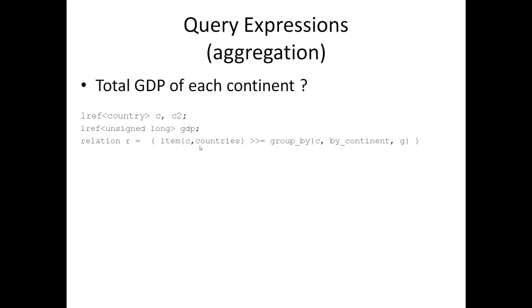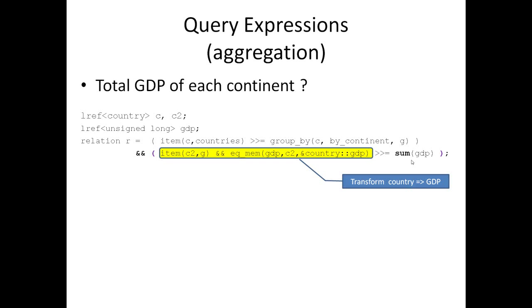So once we've grouped the countries by the continent, we now go ahead and enumerate the countries in G using another iteration variable C2, which is of type country. And then we select the GDP, or we basically extract the GDP for each country in the group and total up the GDPs using the TLR sum. This expression here in the yellow box, if you're thinking in general terms, is actually performing a transformation from type country to type unsigned long, which is basically saying transforming C2 into GDP.